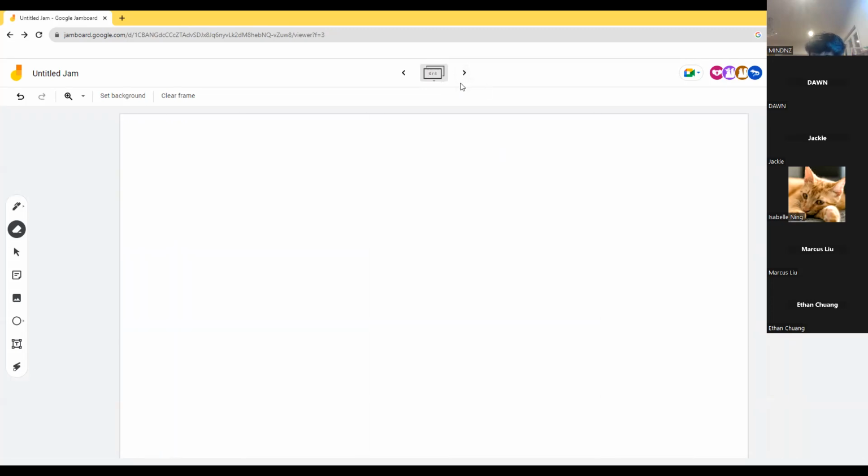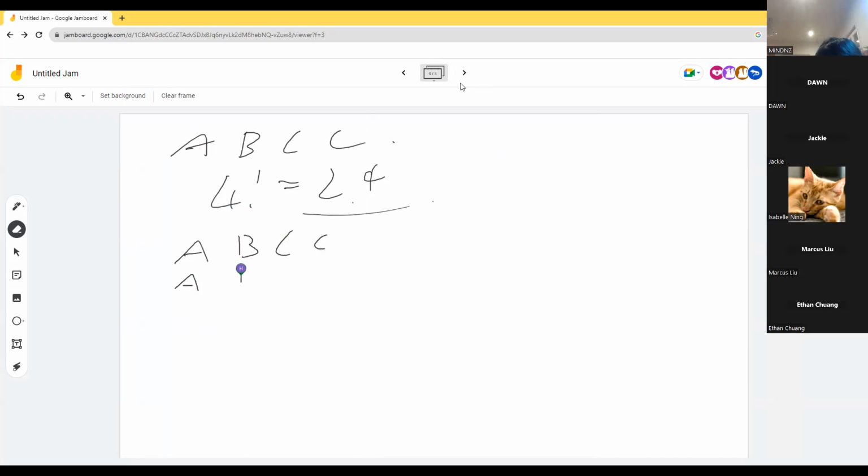Next problem was how many words can be made from reordering A, B, C, C. This is very similar to problem 1. So you would think the answer is 4 factorial, which is equal to 24. However, that is wrong. Because remember in problem 1, we considered if the first letter is A, and then if the second letter is B, for example, then if the third letter is C, then the fourth letter is C, because that's the remaining letter.